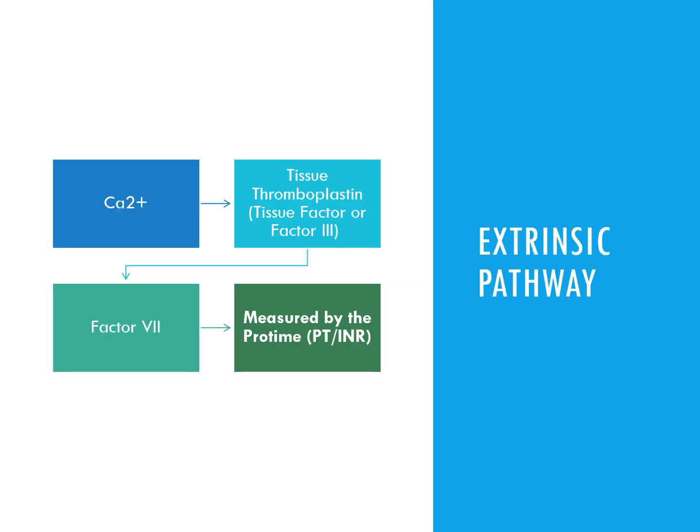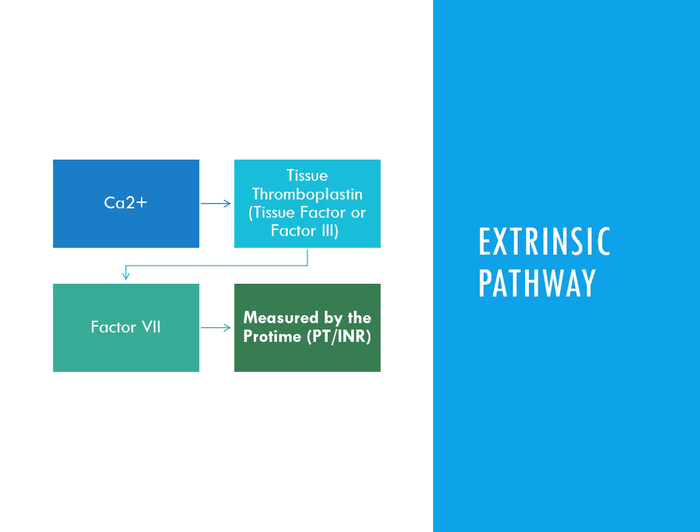The extrinsic pathway is associated with fewer factors, but it is not any less important. So obviously we're going to have calcium. We are going to have tissue thromboplastin, or sometimes we just call it tissue factor or factor 3. We will then have factor 7, and we measure clotting time for the extrinsic pathway by utilizing a test called the ProTime. Sometimes we call it the PT-INR. And this is, again, a clot-based test just to make sure we don't have impaired coagulation occurring.